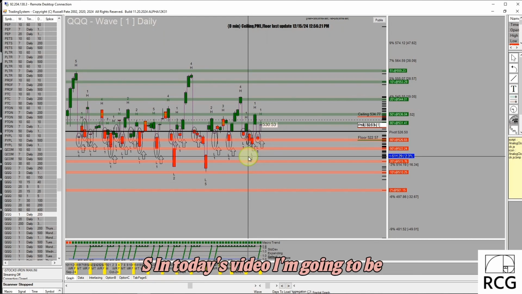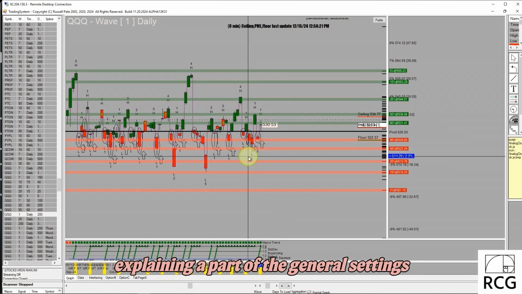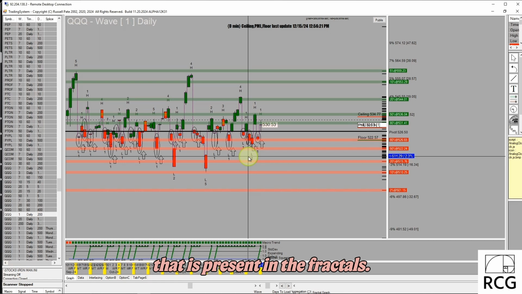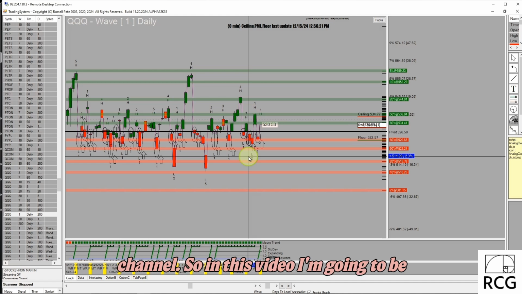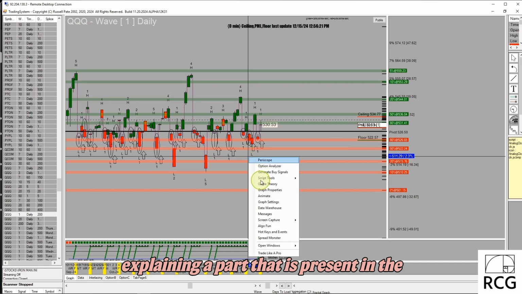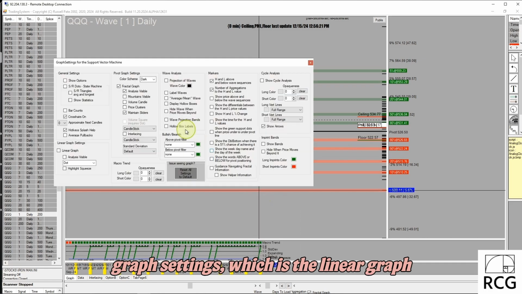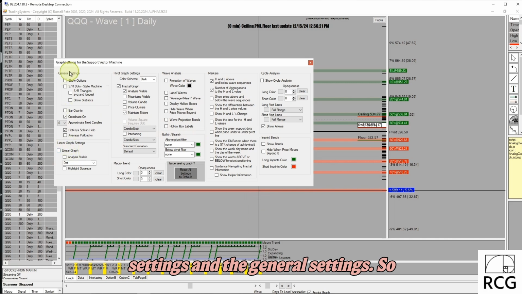In today's video I'm going to be explaining a part of the general settings that is present in the fractals. This is going to be the start of a new playlist inside the RCG YouTube channel. In this video I'm going to be explaining a part that is present in the graph settings, which is the linear graph settings and the general settings.